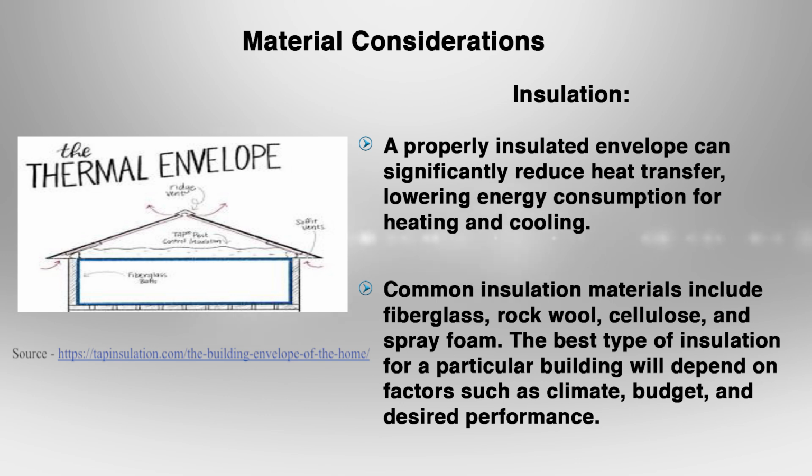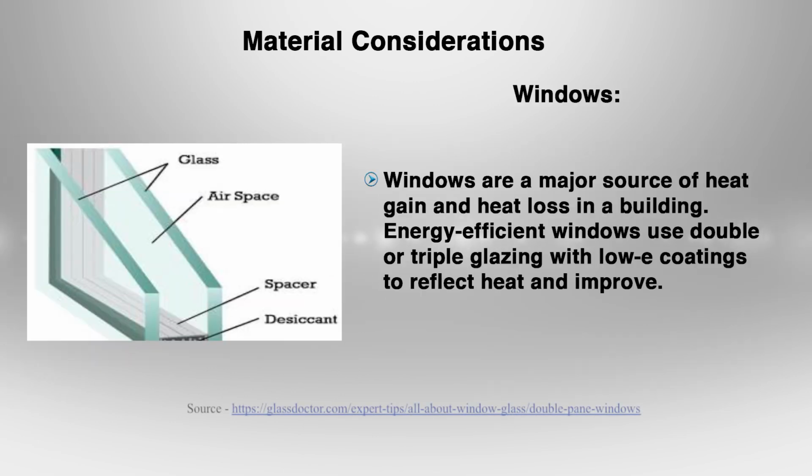Building codes and standards: ensure compliance with local building codes, energy standards and fire safety regulations. Sustainability: consider the environmental impact of materials, including embodied energy, recyclability and potential for sustainable sourcing. Cost: balance initial material cost with long term benefits such as energy saving, durability and maintenance requirements. Now, we will discuss in the next slide design considerations for an efficient building envelope.